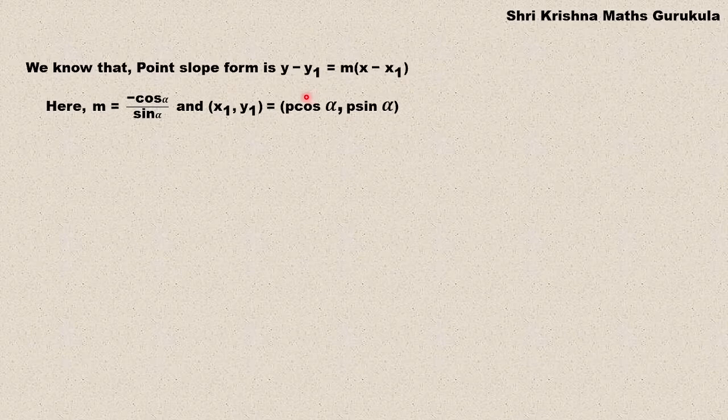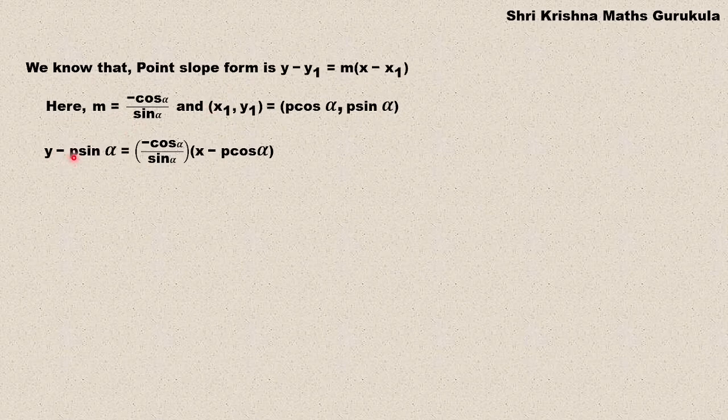So we shall do it now. So m is minus cos alpha by sin alpha, and x1, y1 is equal to p cos alpha, p sin alpha. So when we substitute, y minus y1 is equal to m into x minus x1, and y1 is p sin alpha. So it will be y minus p sin alpha equal to slope, which is minus cos alpha by sin alpha, into x minus x1, x minus p cos alpha. We have substituted slope and x1, y1.